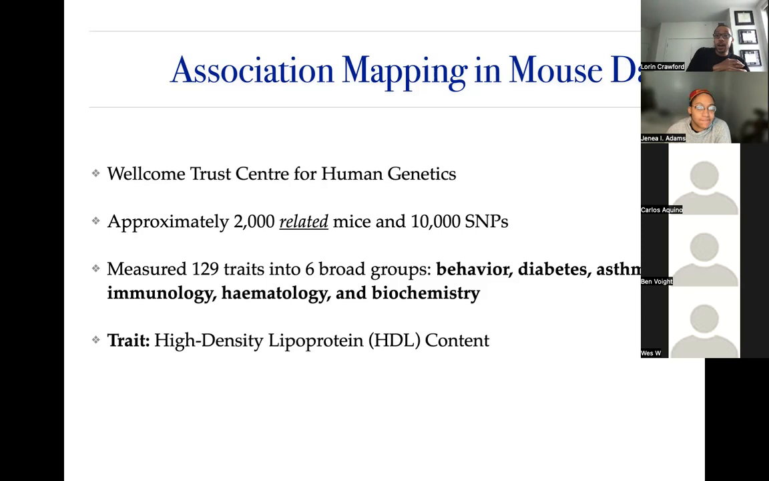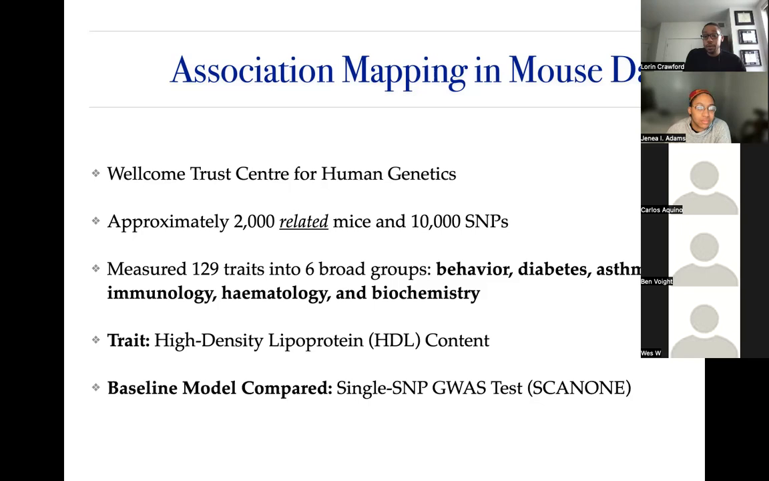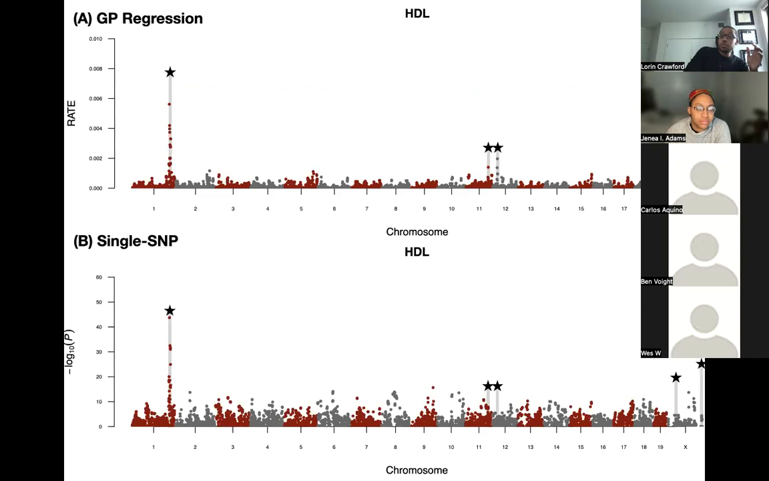What I want you to see is how, if I were to do a genome-wide association study with the GP and RATE, that would compare against a single SNP GWAS test like we typically do in association studies. The single SNP GWAS test is strictly linear association, a marginal association at that. And so I'm going to create two Manhattan plots here.